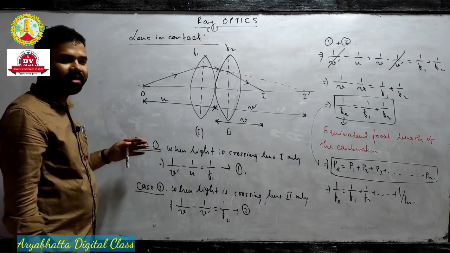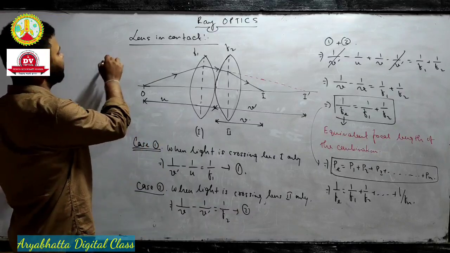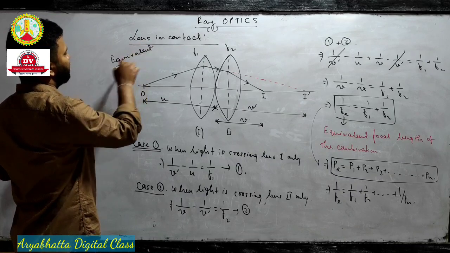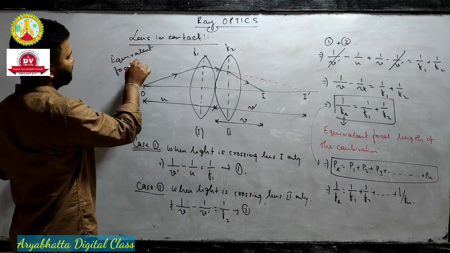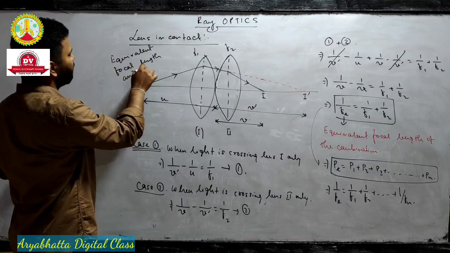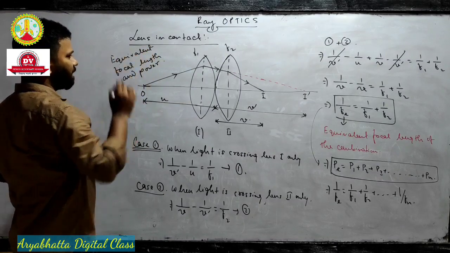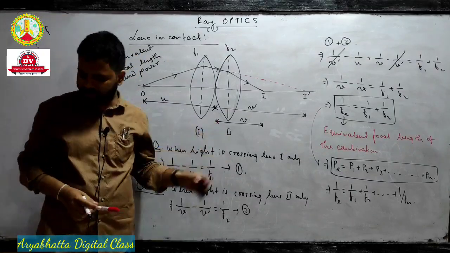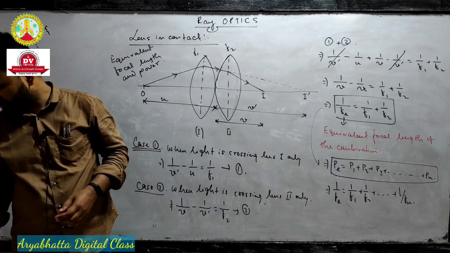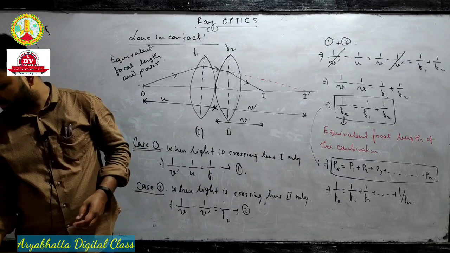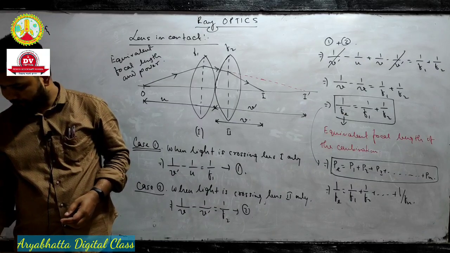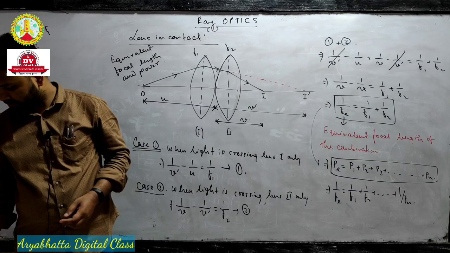Done. So this is lenses in contact, or another name of this topic is equivalent focal length and power. So let us try to solve a numerical based on equivalent focal length and power. Be careful about this topic. It looks simpler.